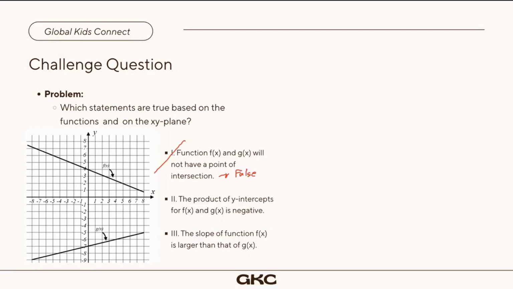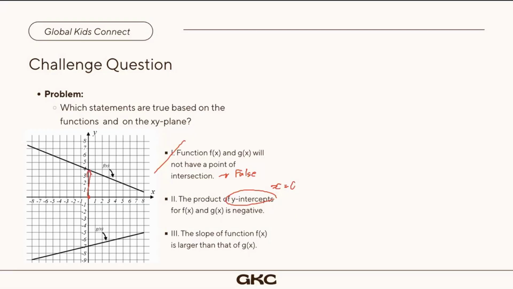We'll take a look at statement two now. The product of y-intercepts for f of x and g of x is negative. And so all we have to find is the y-intercepts of the two equations. And so you don't need to find the linear equations themselves. You just have to find the point where, for y-intercepts, the x value is equal to 0. And so when x is 0, it's at this point.